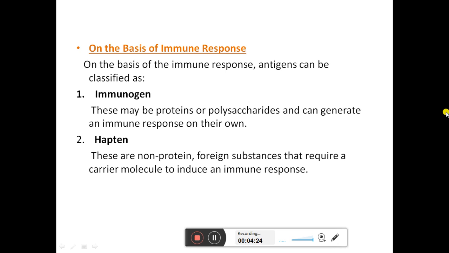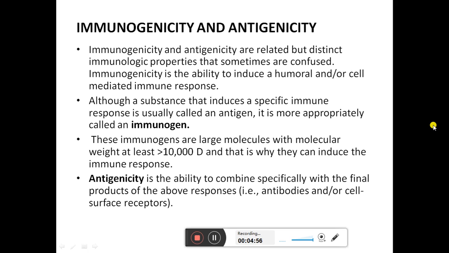The second type of the antigen is based on the immune response. There are mainly two types of antigens based on the immune response. The first is the immunogen. These may be proteins or polysaccharides and can generate an immune response on their own. The second is the hapten. These are non-protein foreign substances that require a carrier molecule to induce an immune response.